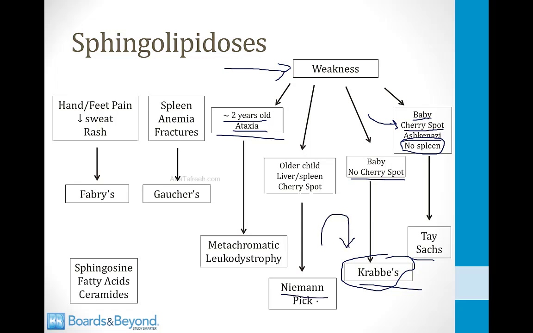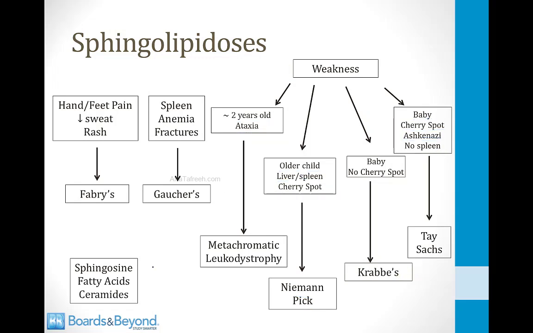And then finally, there's Niemann-Pick disease. Remember that the age of onset of this condition is anywhere from childhood to adulthood. In a board question, it'll usually be an older child who loses a motor ability they previously had. There's liver and spleen enlargement, and there's also a cherry red spot in Niemann-Pick, just like in Tay-Sachs disease.